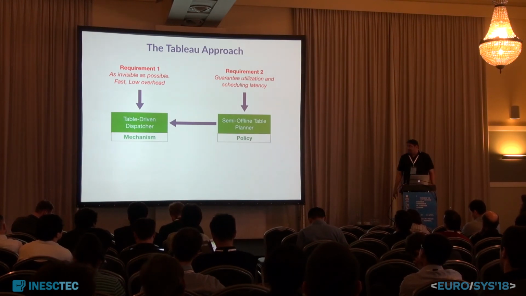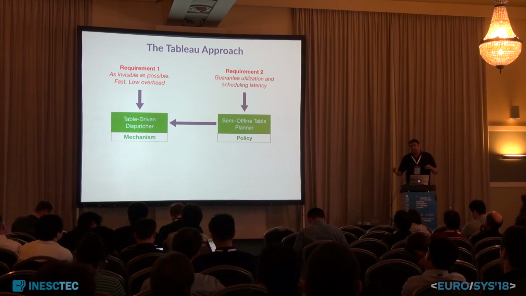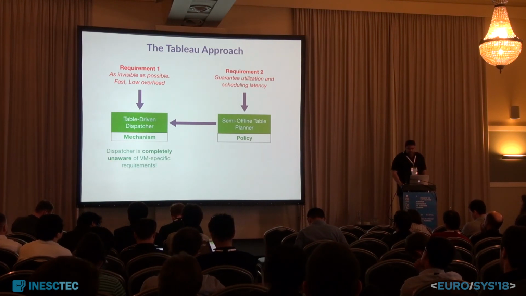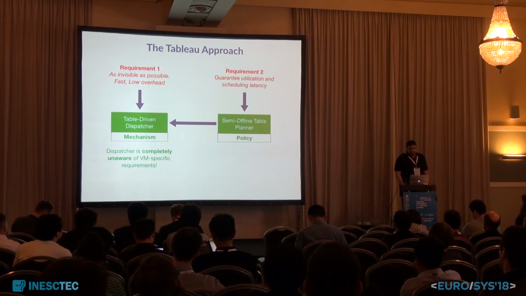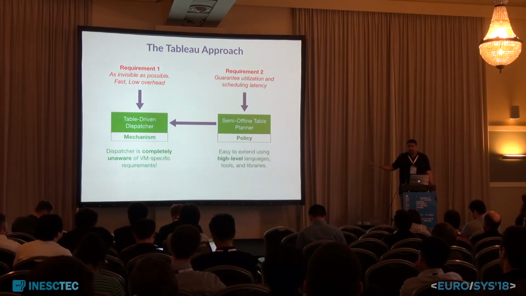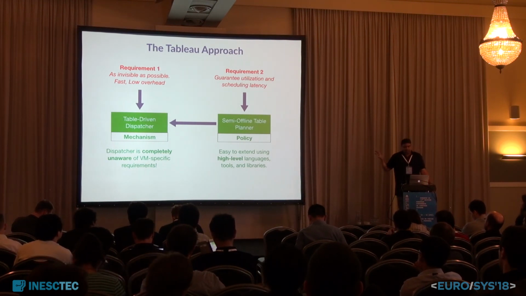And this approach has a very nice feature, which is it clearly separates mechanism and policy. The dispatcher is completely unaware of VM-specific requirements. All it sees is a simple table, and all it does is blindly follow this table. And the advantage of having this policy done asynchronously in the supervisory VM is you can easily extend this using very high-level languages, tools, and libraries.